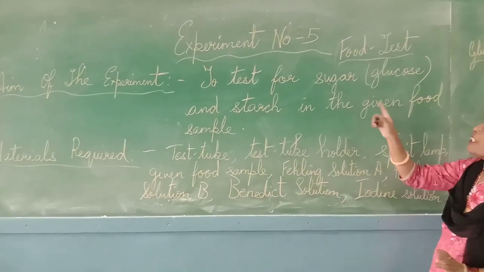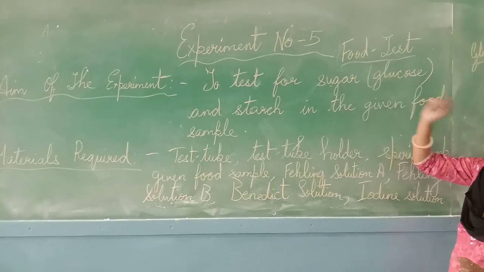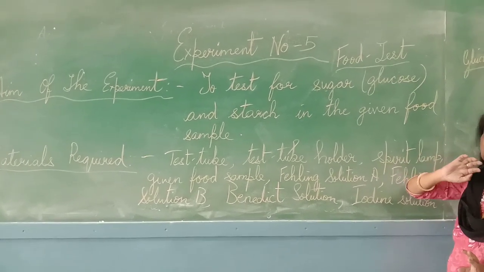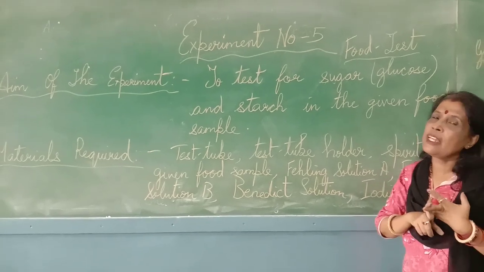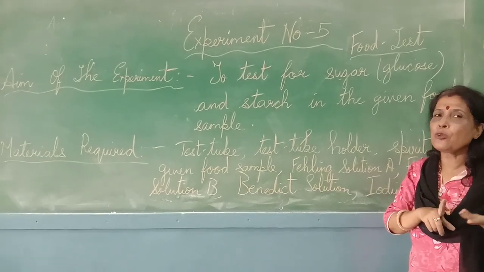First we are going to test for sugar, that is glucose, in a given food sample. There are two tests. One is Benedict's test, the other is Fehling's test. Both we are going to perform.